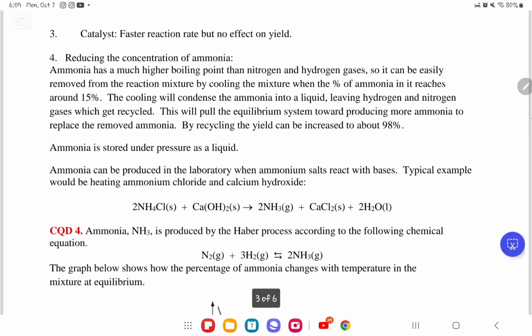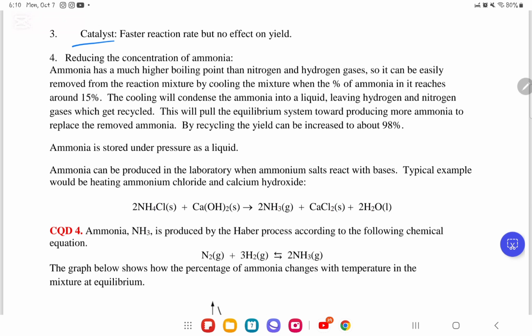Now, number 3. Of course, the catalyst, if we're doing the equilibrium rule, will not change anything in the concentration, and it will not change anything in the equilibrium. The only thing it will do is make the reaction rate faster, or it will attain the equilibrium position faster.